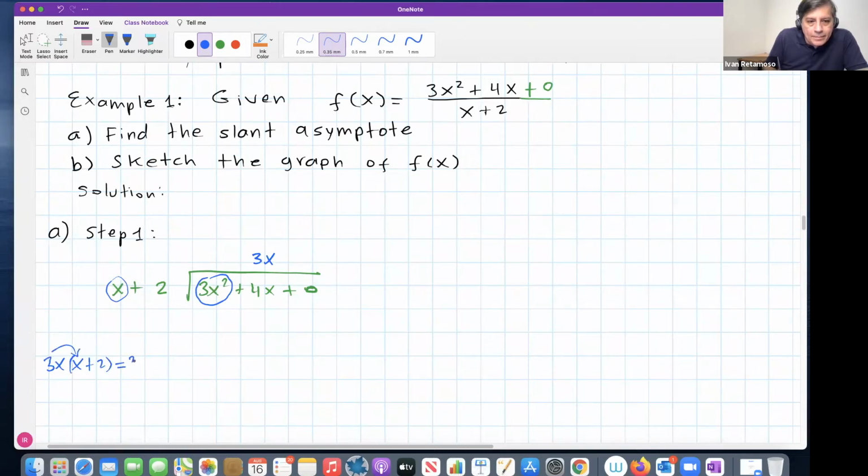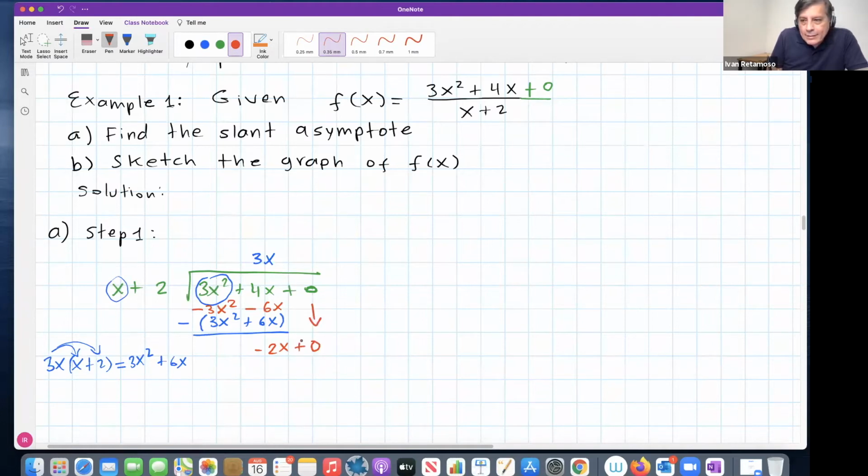3x squared plus 6x, right? Write it down here, 3x squared plus 6x. And what you have to do next is you have to subtract, right? To subtract, I help myself by distributing the sign. This will make this positive 3x squared, negative 3x squared, negative and positive negative 6x. This will be 0, 4x minus 6x, minus twice x, minus twice x.